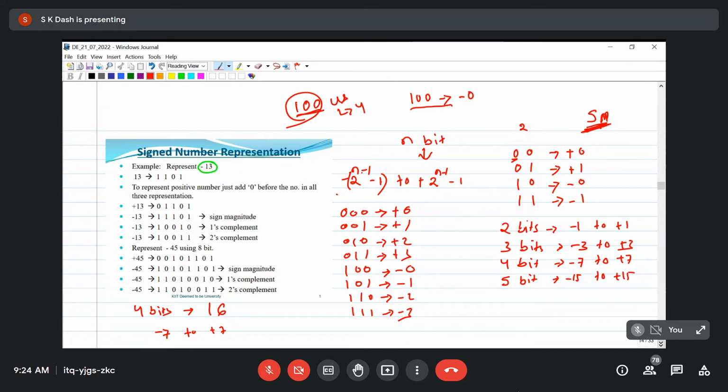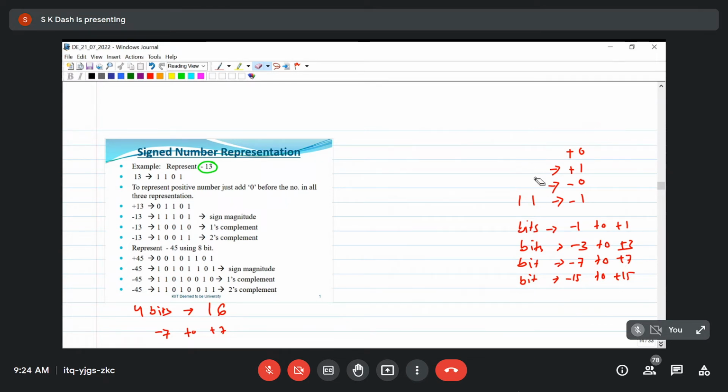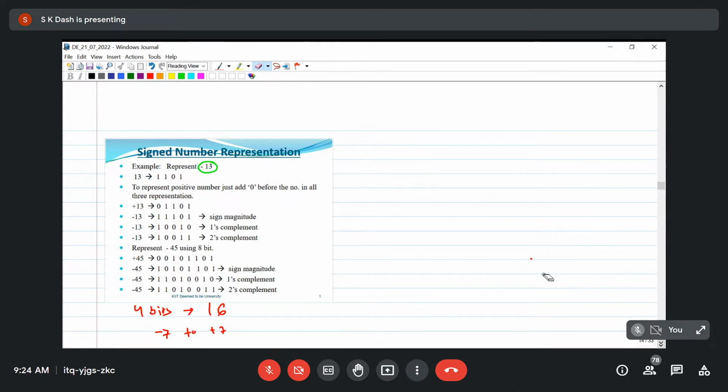Okay. Next. So first we understood about sign magnitude. Next, let us understand one's complement representation. In all three representations, as I told previously, positive numbers will remain the same. Positive number representation will not change. Only negative number representation will change.